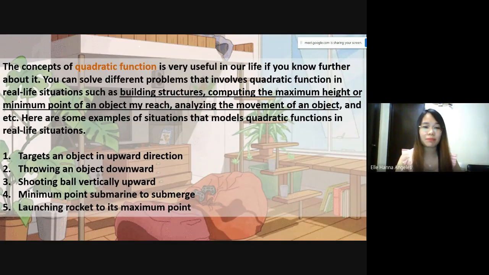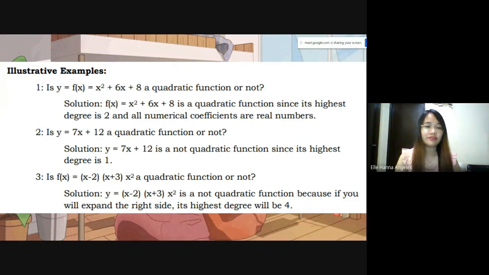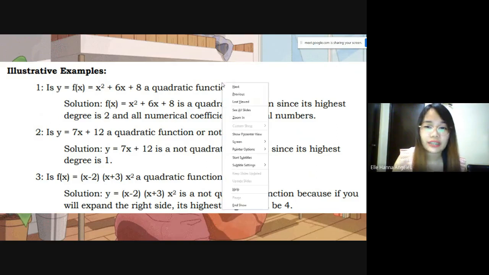Minimum point, submarine, pagbaba ng submarine sa dagat. Number 5, launching rocket. So, yung mga ginagawa na pag-launch ng rocket. Okay, so, illustrative examples. So, number 1 is an example of quadratic function. So, yung tatlong numbers na ito ay magkakaiba na itsura ng expressions.